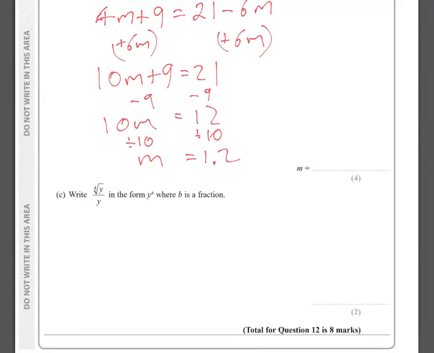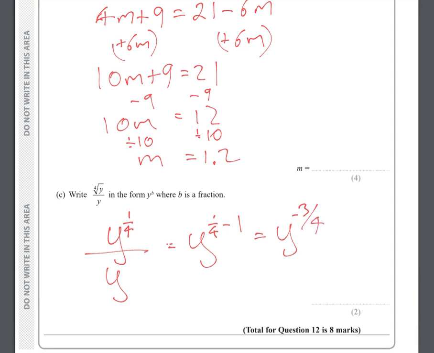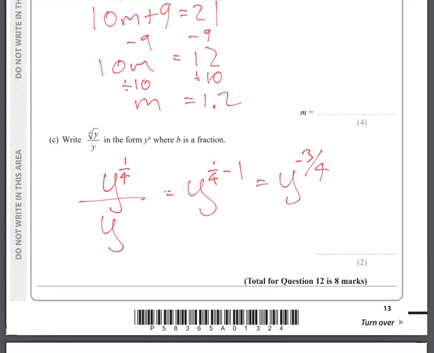And then part C, right, y to the fourth root of y divided by y in the form y to the b, where b is a fraction. Well, you do just need to know this, that the fourth root is to the power of a quarter divided by y. So we know already that we subtract. So a quarter minus, this is effectively 1, we get b is 1 quarter minus 1, which is b is minus 3 quarters. There we go.